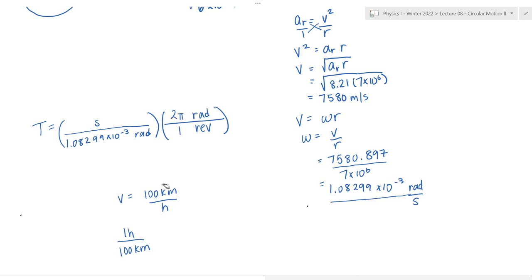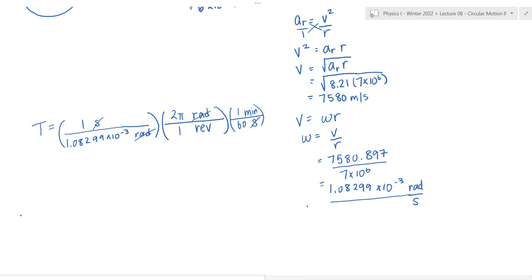So if I take this number that I have, I can say 1 second times 2 pi divided by 1.08299 times 10 to the negative 3. That will give me radians, will cancel, that will give me seconds per revolution. That's my period, because period means how much time does it take to complete one cycle, which is 1 revolution. So whatever I get there, that would be my period. But then the question wants me to change it to minutes, so let's just do that right away. I want to put seconds in the denominator so that it will cancel out with the seconds. 1 minute is 60 seconds. So then I'll just divide by 60 as well.